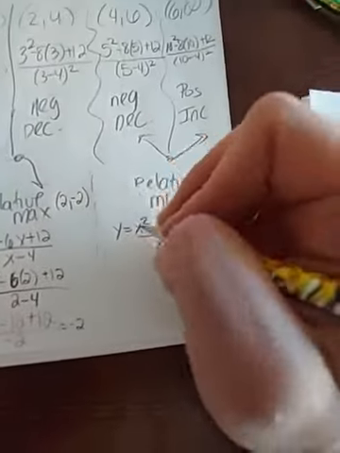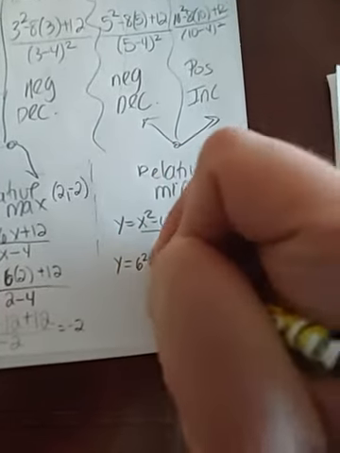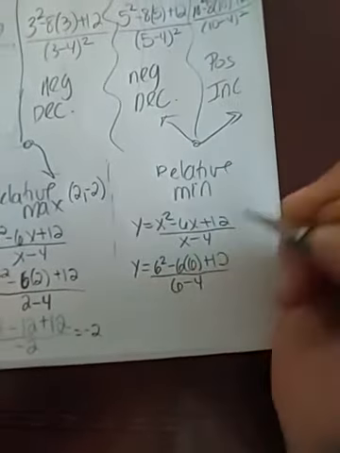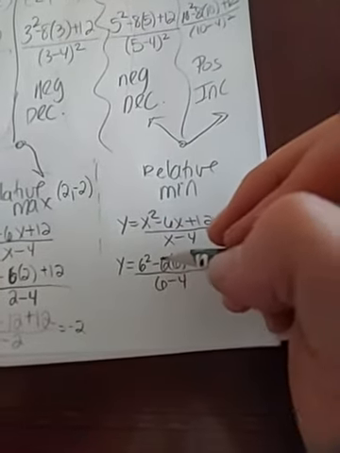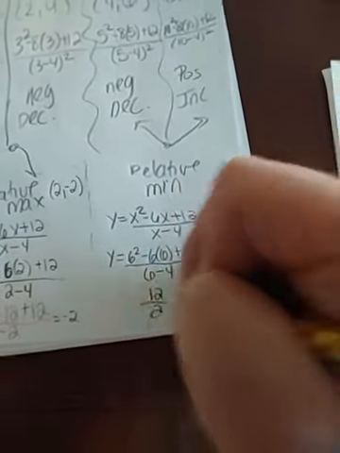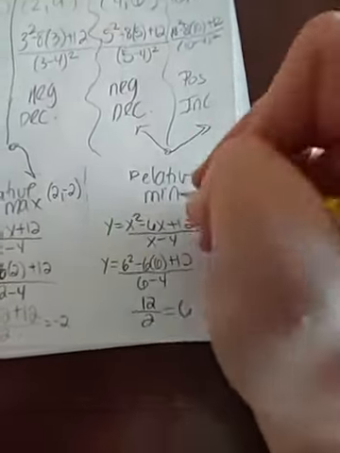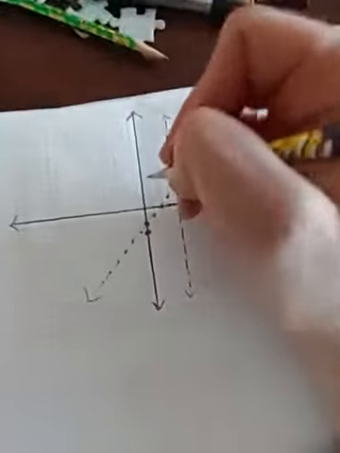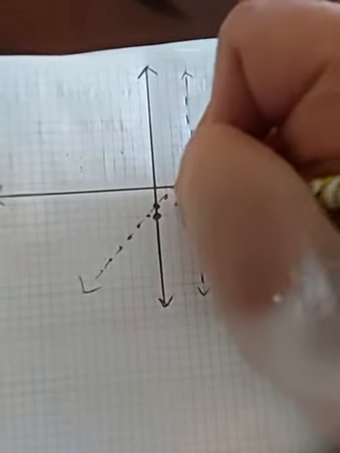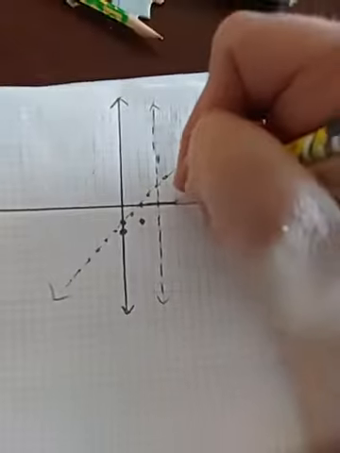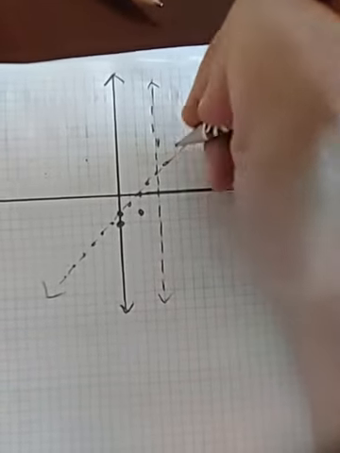All right, now I have to plug in 6. All right, when I plug in 6, I have 36 minus 36 plus 12. So I have 12 over 2, which is 6. So my relative minimum is 6 comma 6. All right, so now I got to plot those. So I have 2, negative 2, and I have 6, 6.